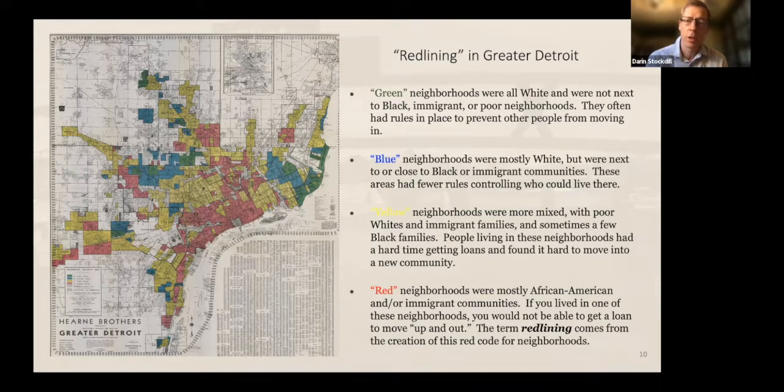And green neighborhoods in the map are primarily meant to stay white and had rules to prevent other people from moving in. Blue neighborhoods were a little bit more mixed, and so on and so on, whereas red neighborhoods were mostly African-American or immigrant communities. And these neighborhoods were kept this way to maintain property values and keep segregation in place, along with a host of other factors. So students are engaging with this, asking lots of questions. The teacher's role is to support them and help them figure out exactly what they're looking at.